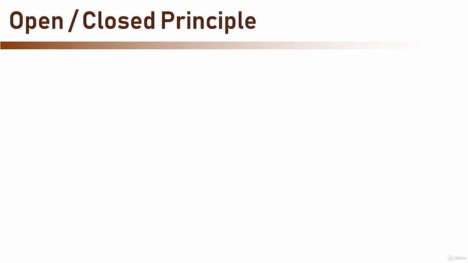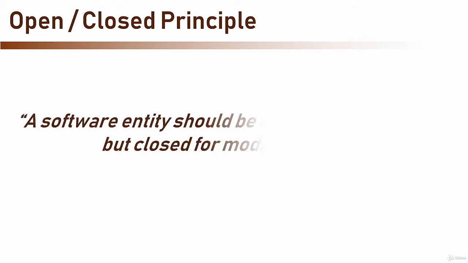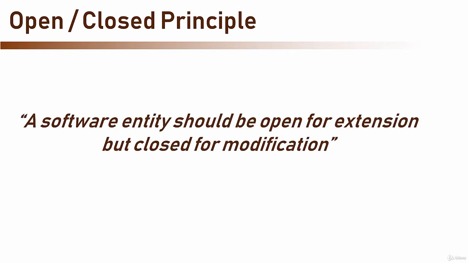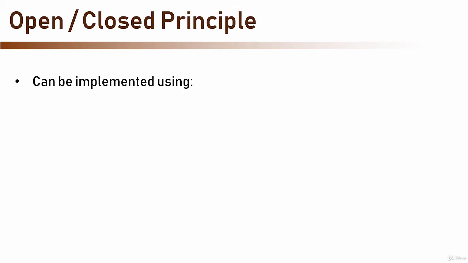Next, the Open-Closed Principle. The Open-Closed Principle states that a software entity should be open for extension but closed for modification. What this means is that in order to change the behavior of a software entity, for example a class, we won't need to modify its code and then recompile and redeploy it, but we will have means to extend its functionality without touching the code. This principle is closely related to the extensibility quality attribute we talked about in the previous section.